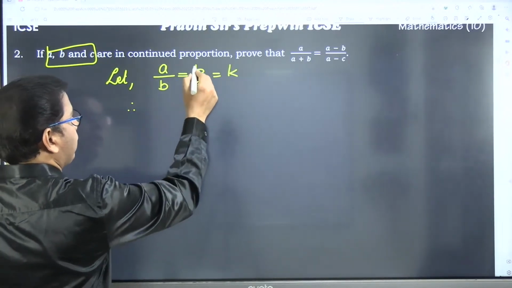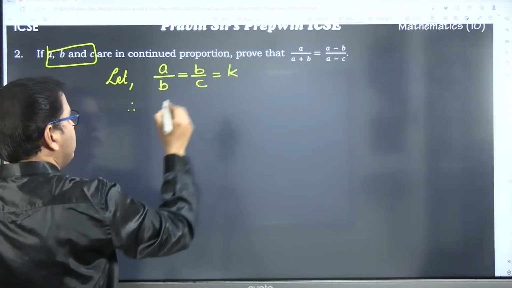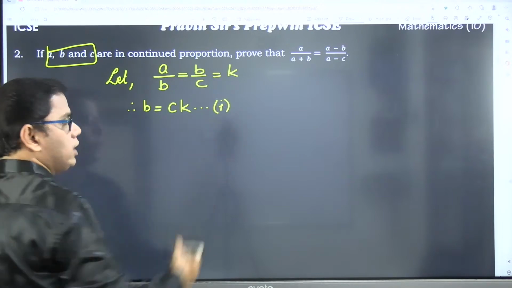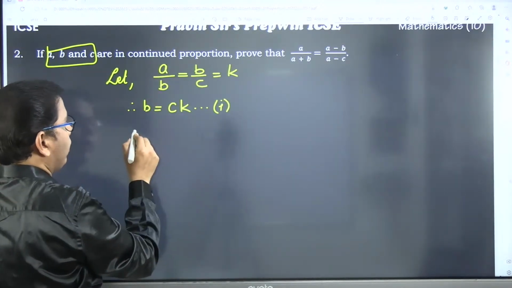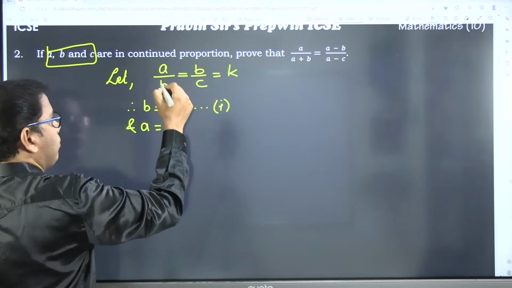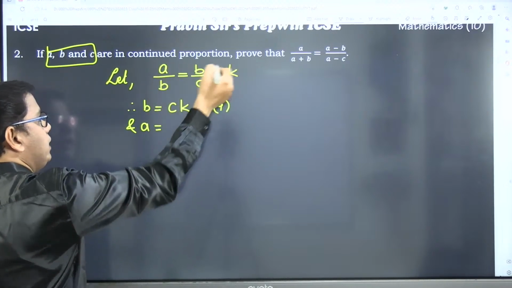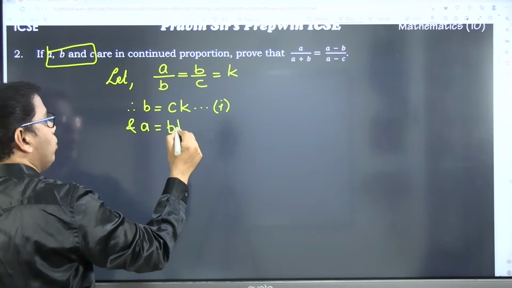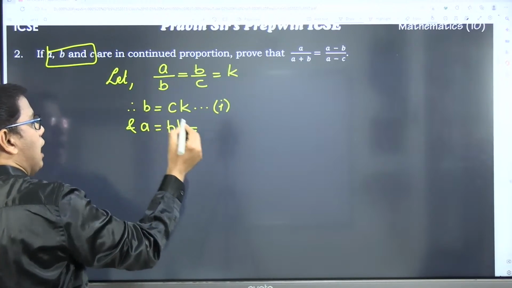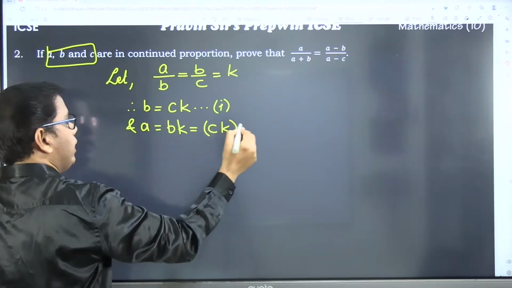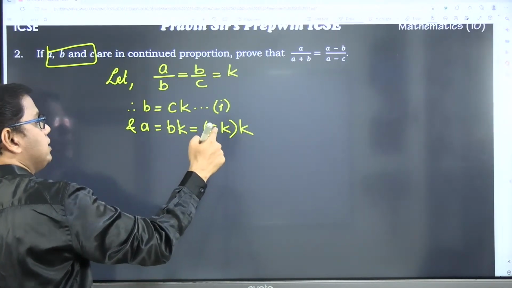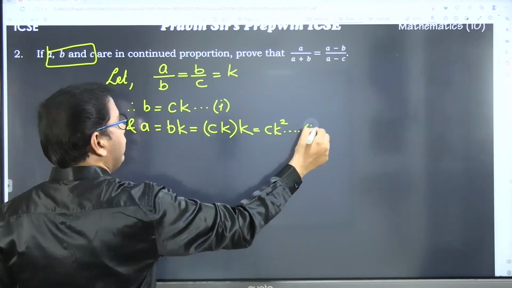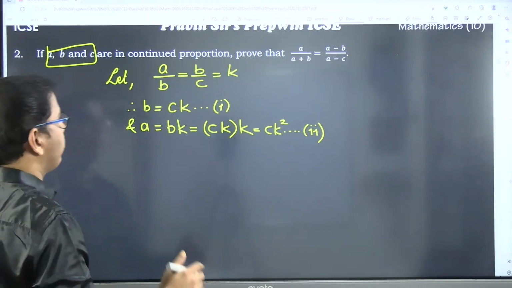See, there is a slight change here. B by C is equal to K. So B is equal to CK on cross multiplication. This is equation number 1. Now, A by B is also equal to K, so A is equal to BK. But look at equation number 1. The value of B is CK, so A is CK into K, which is CK square. This is my second equation.